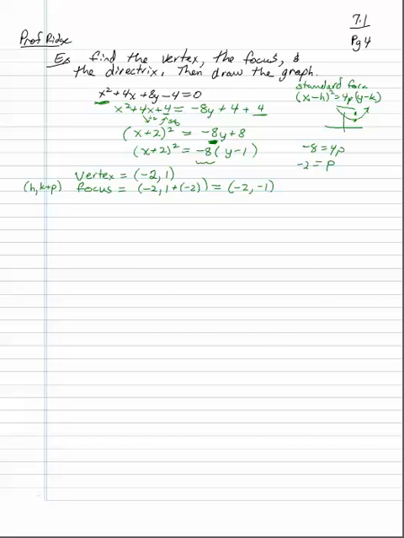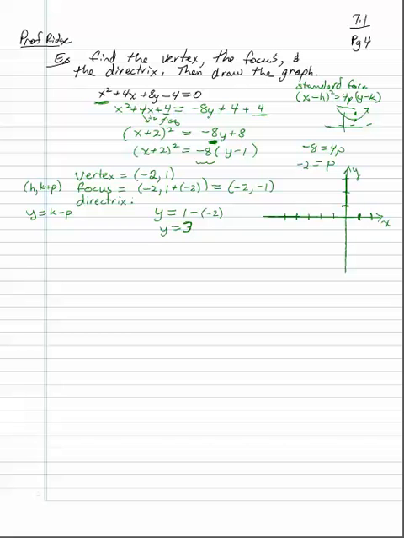And then the directrix. Remember, in standard form the directrix will be y = k - p. So we're going to get y = k, which is 1, minus p, so minus a minus 2, and y = 3. Okay, so now we're ready to graph.